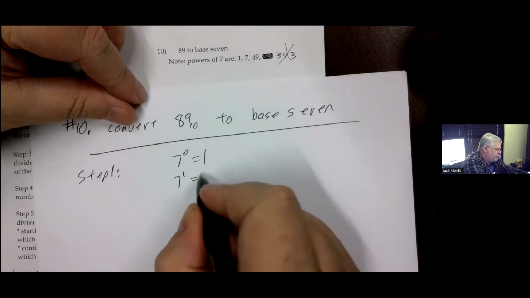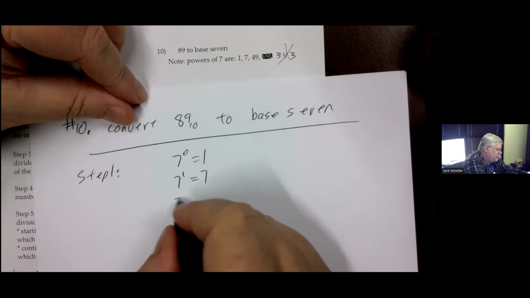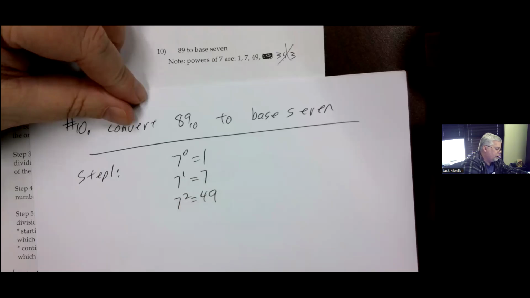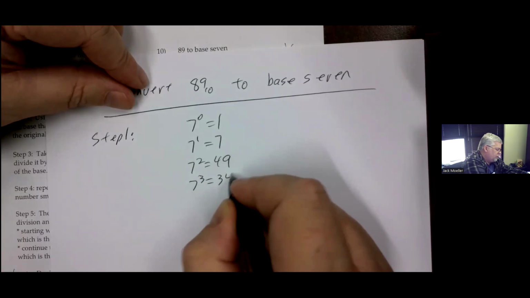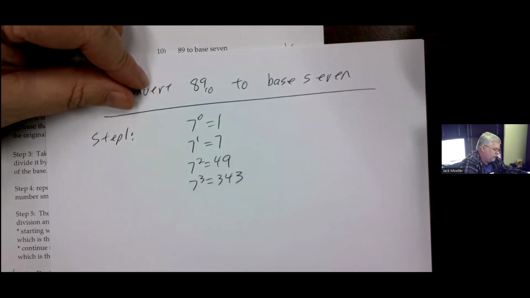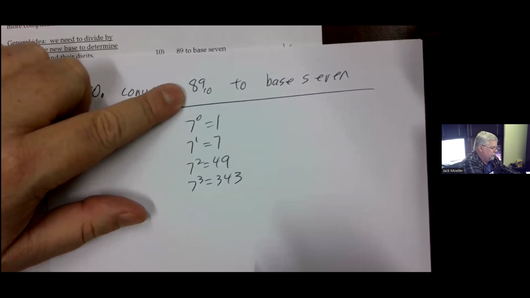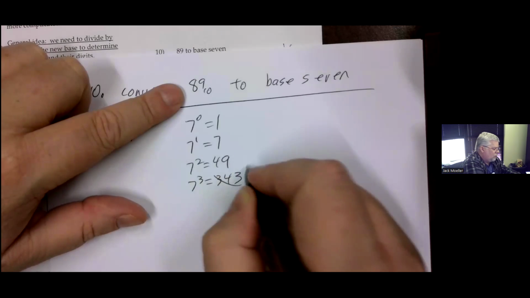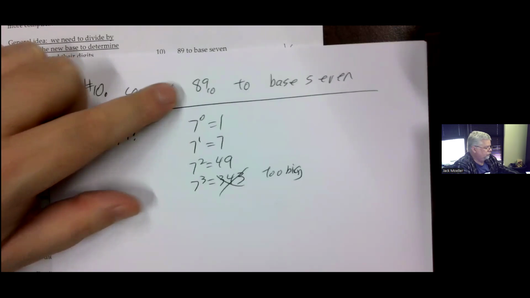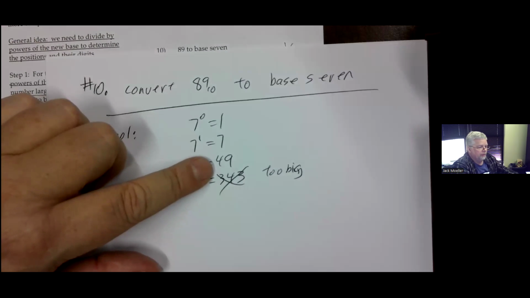So then we need 7 to the first, which is 7. We need 7 squared, which is 49. We do 7 cubed. This is where I had it wrong on the paper. I had 243, but it's 343. Now notice that is too big. So we can stop. So we only need up to 49.